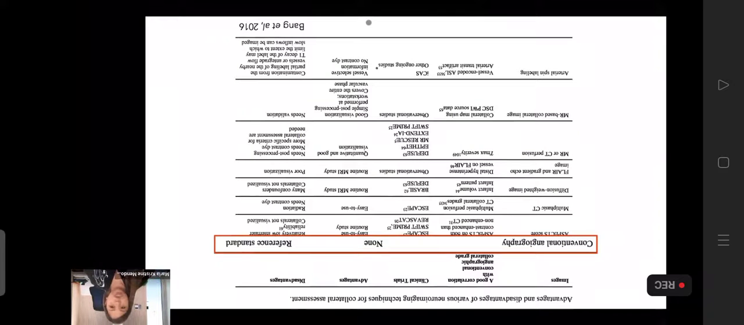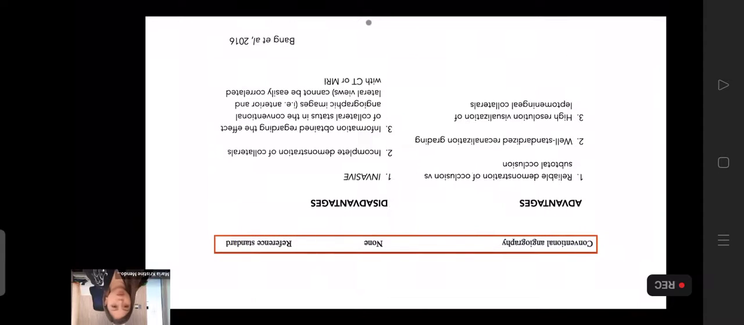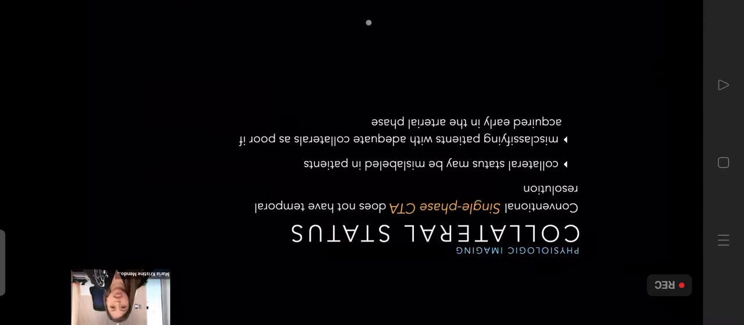So again, for collaterals, the conventional angiography is still, of course, the gold standard in depicting the vessels of the brain. But because it's invasive and time consuming, we do not use this.